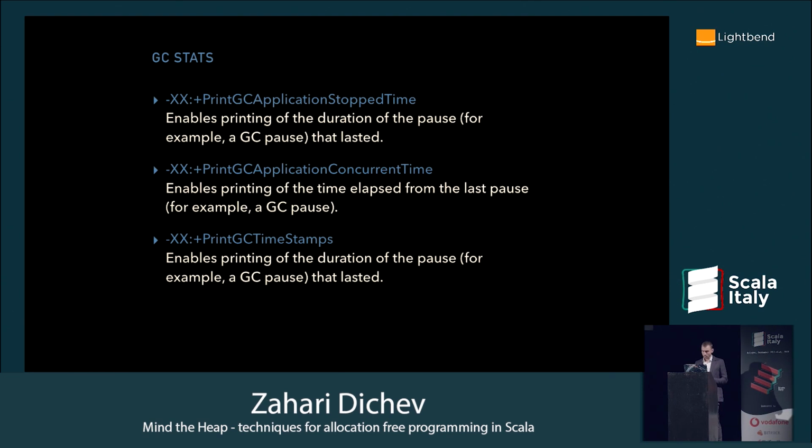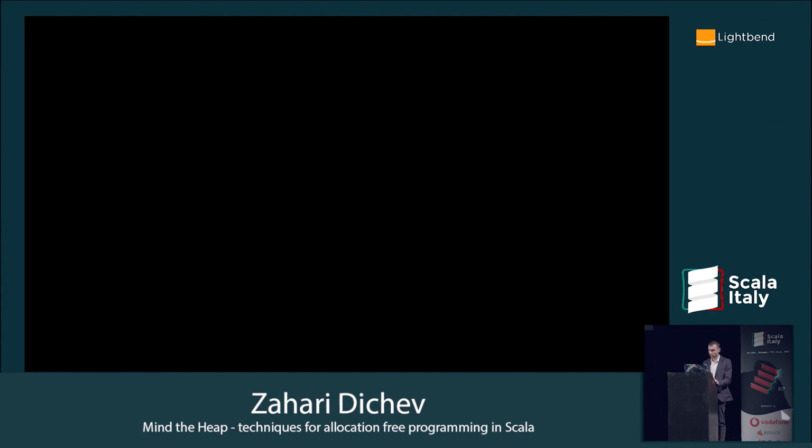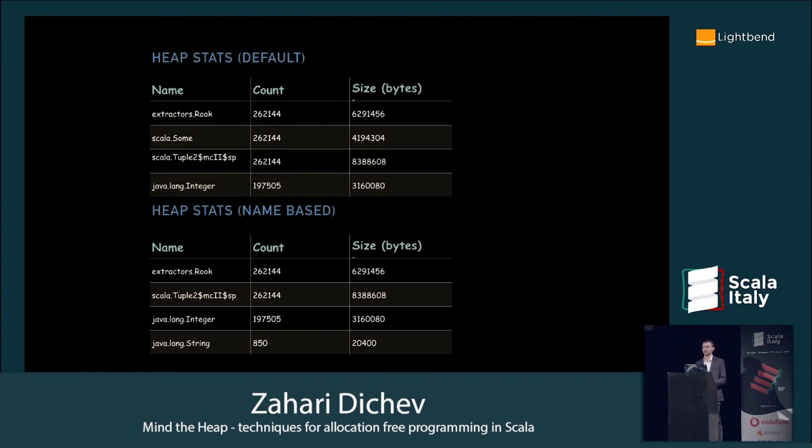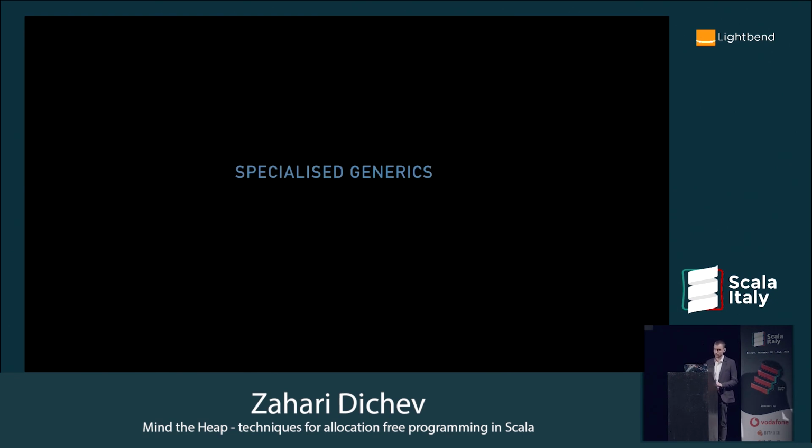Apart from that, you can also take a snapshot of the heap at any point and look at what's happening there. And you quickly see that in the default case, there are quite a lot of Some objects being instantiated in addition to the rook objects. So this is a validation that with name-based extractors, you don't really need to instantiate these Some objects.